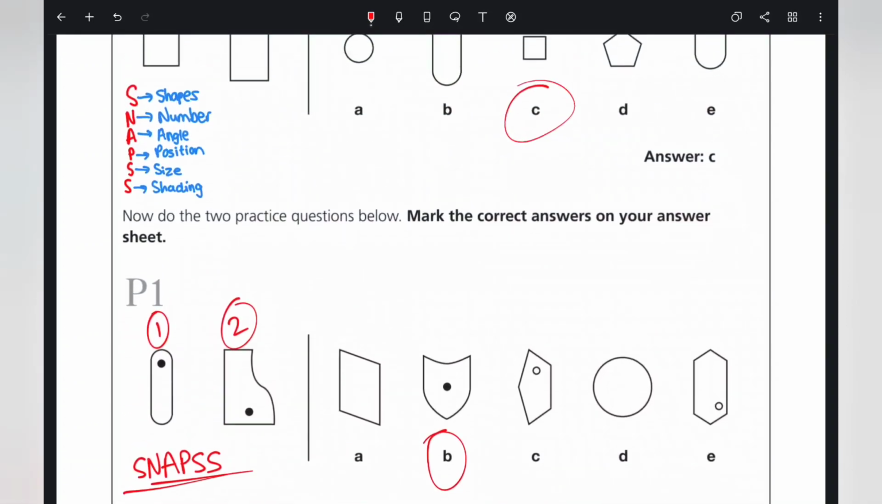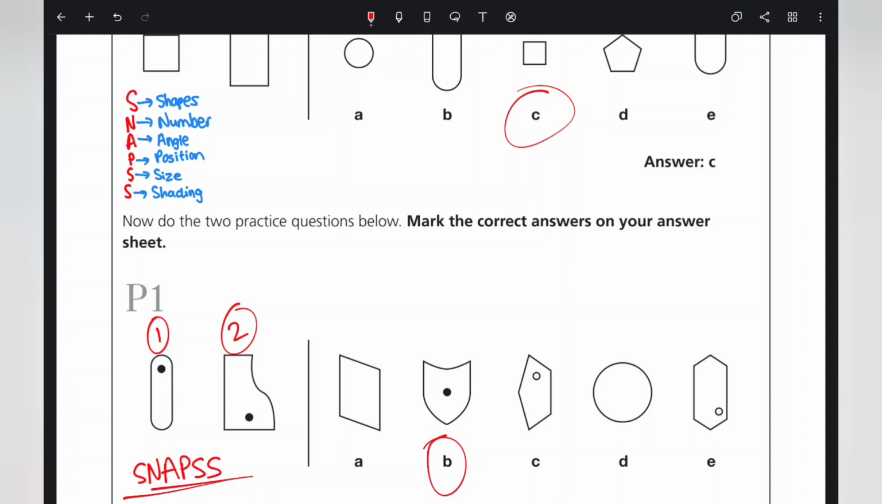And remember, S is for shapes. What kind of shapes do we have? Do you have a pentagon? Do you have a hexagon? Do you have a circle? Do you have a triangle? And how many shapes do you have? Do you have 5? Do you have 4? Do you have 3? So think about N, which is the number of shapes.